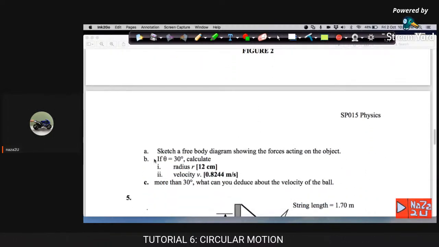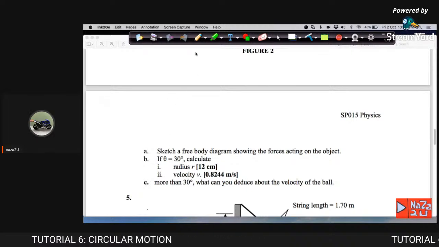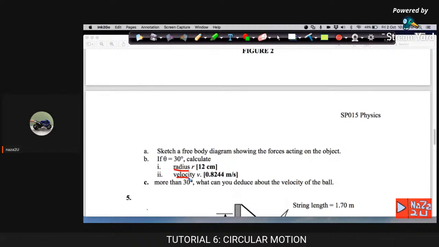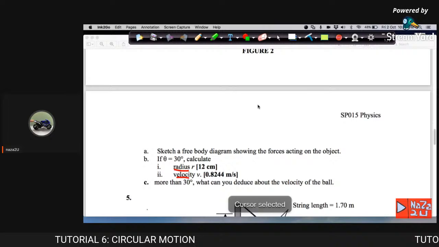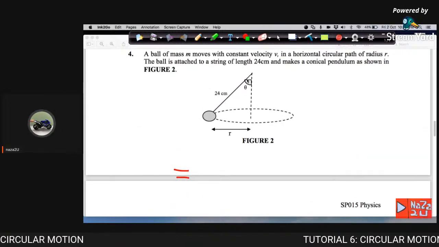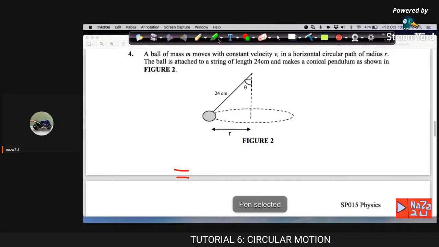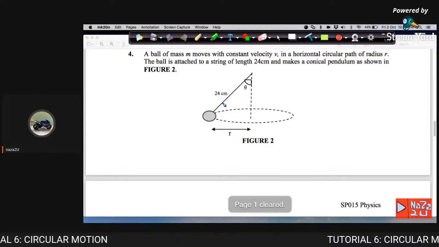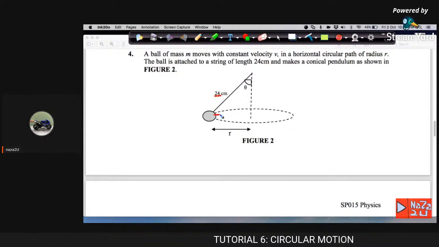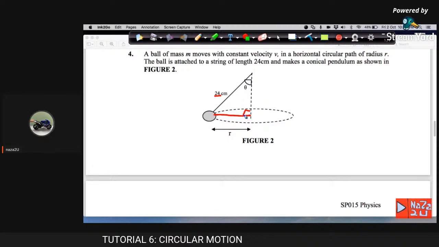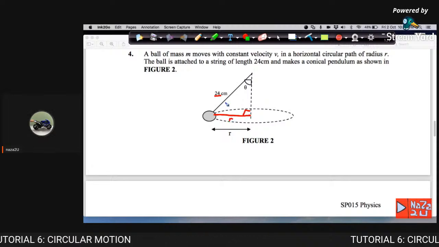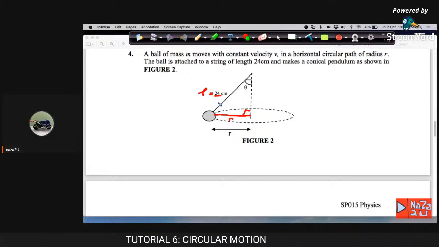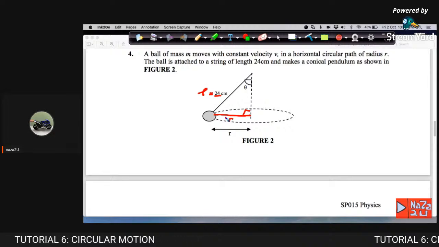Alright, so continue to number B. If theta is 30 degrees, calculate the radius. First, calculate the radius and then calculate the velocity, right? So now, how to calculate the radius? We can use the diagram here. First, this is 24 cm, and you can draw the diagram here. This is 90 degrees. This is R. So this 24 is the length of the string. Number one asks you to calculate what is the radius R.